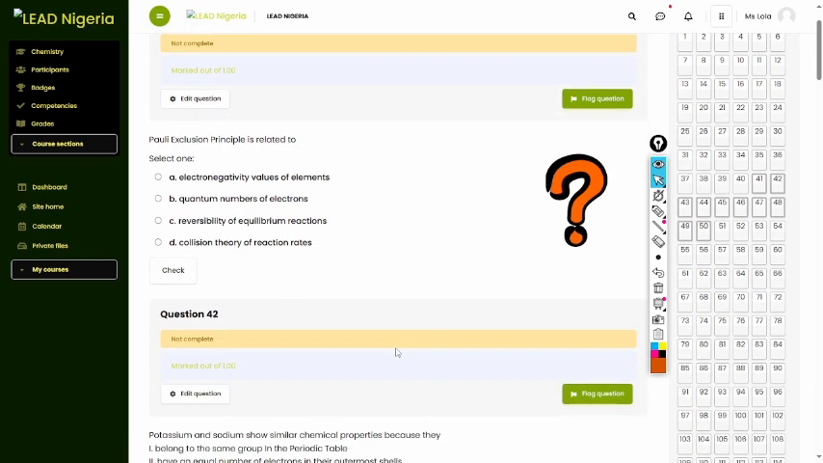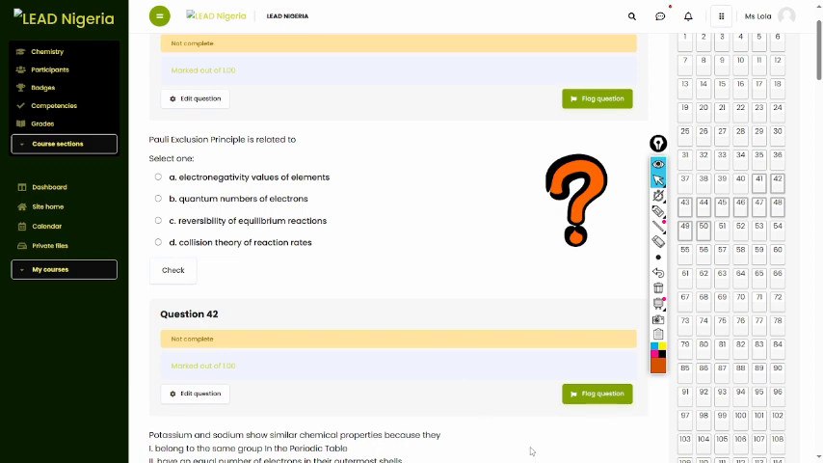Question 41. Pauli's exclusion principle is related to... So Pauli's exclusion principle is one of the principles that governs the combination of quantum numbers that is used to describe electrons in an atomic orbital. What Pauli's exclusion principle states is that no 2 electrons in the same orbital will have the exact same values for their quantum numbers.